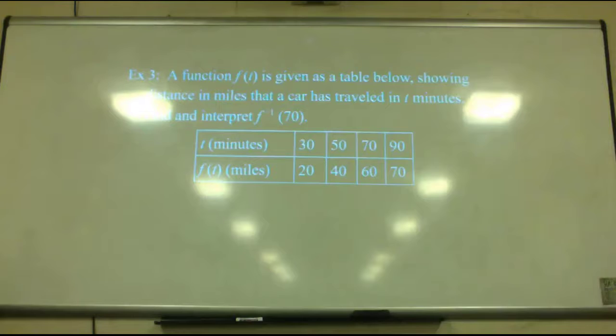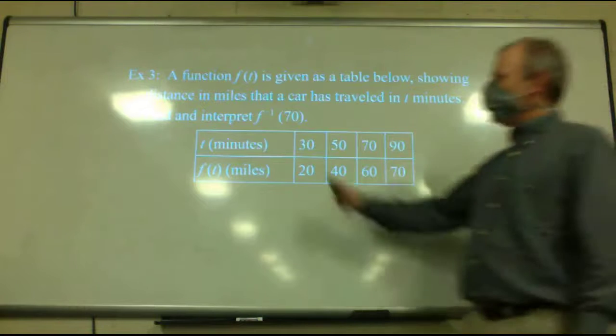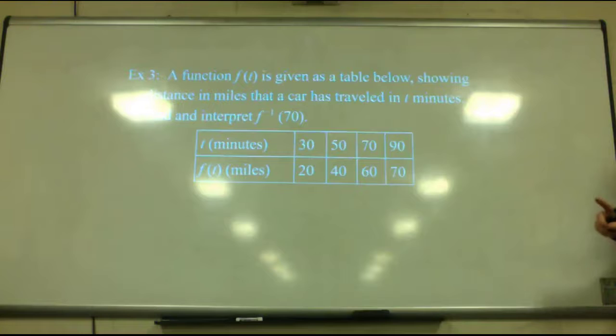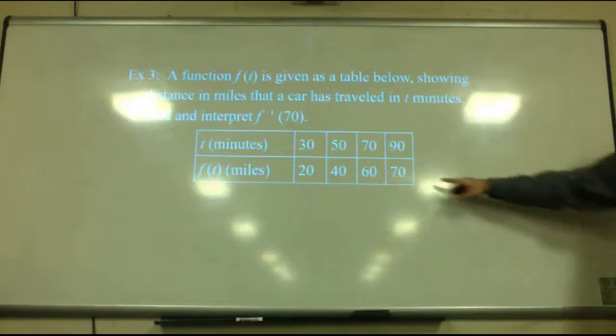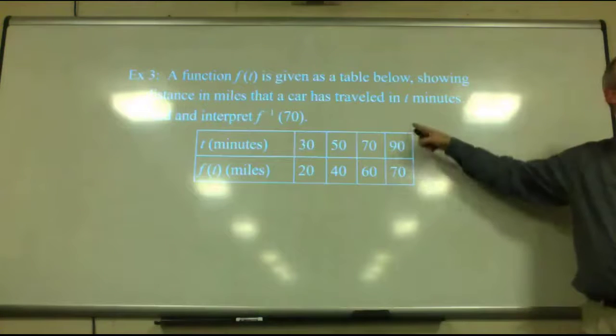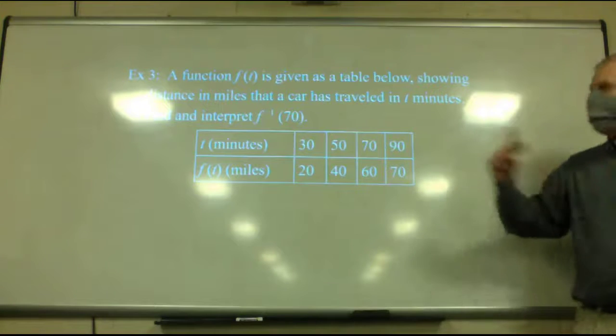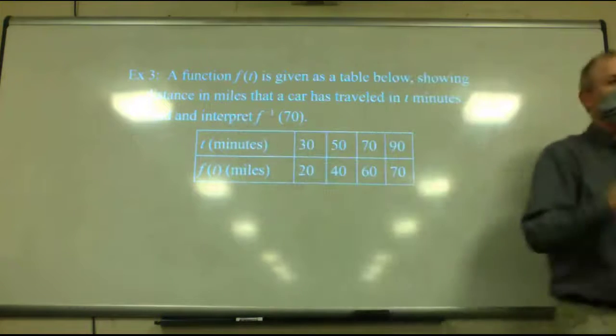A function f of t is given as a table below, showing the distance in miles that a car traveled in t minutes. Can you first of all find f inverse of 70? 90. Yep. So you start here, and it's sending you back to here. So f inverse of 70 is 90. Now, let's try to interpret that. What does that actually mean?